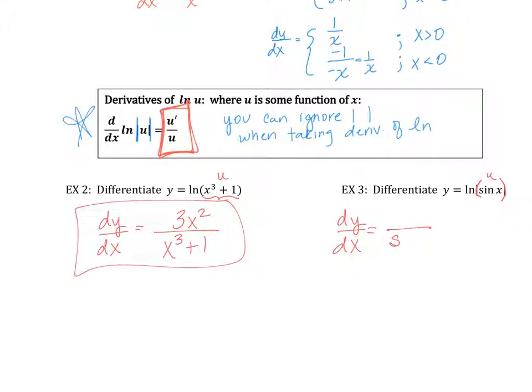My u is sine of x. What is the derivative of sine? It's cosine of x. Now they'd probably go a step further, of course, and say dy dx is cotangent. With trig, they usually simplify.